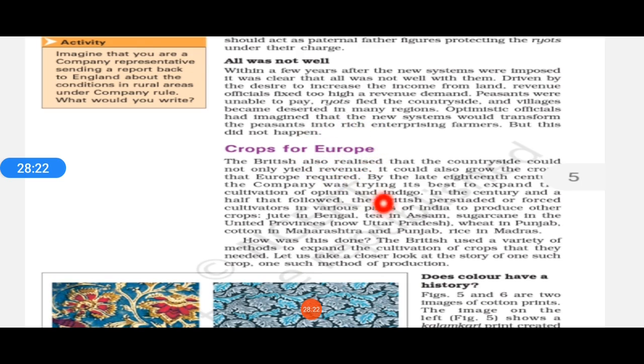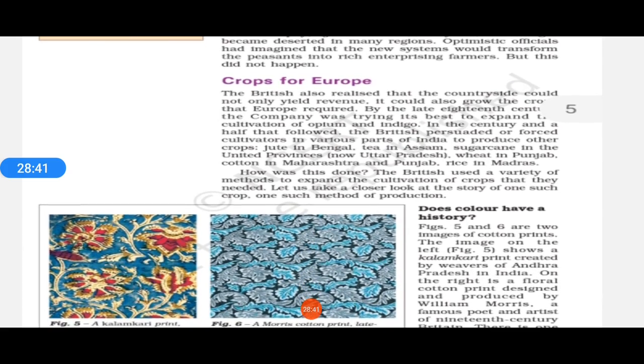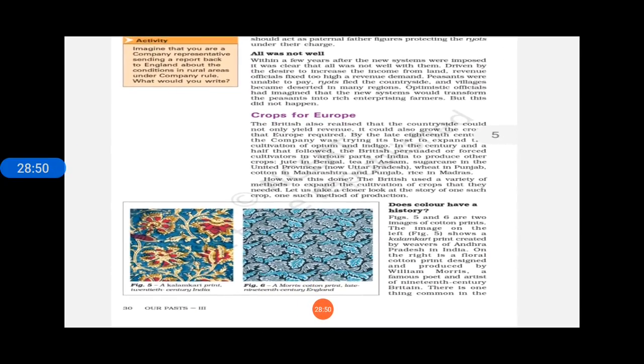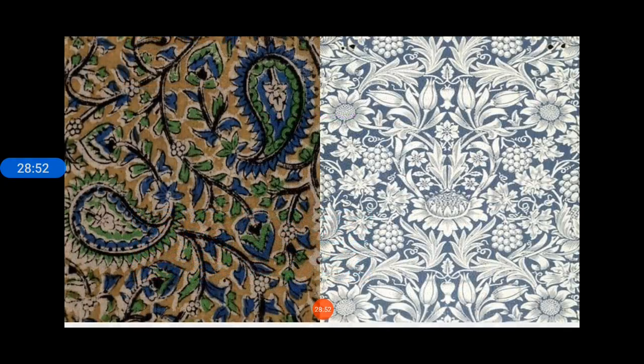Slowly the Britishers have understood very well that this countryside is not only good for generation of revenue, but they can also grow those crops in India which are needed in Europe, which are useful for Europe also. So then what have they started? They have started in the 18th century trying to grow opium and indigo in India, and also other different cash crops.